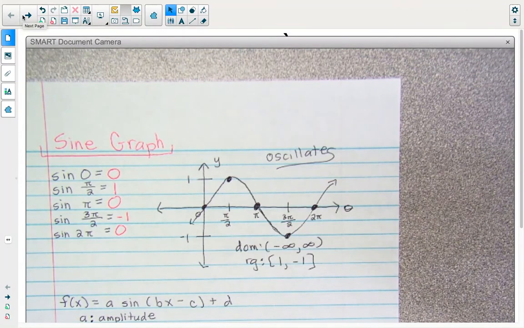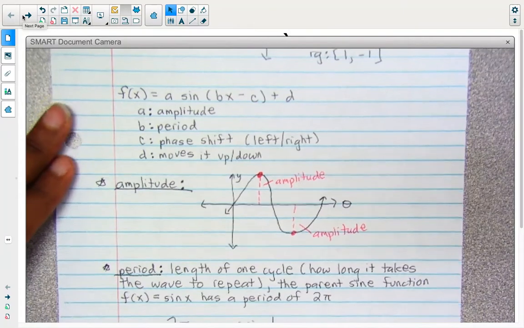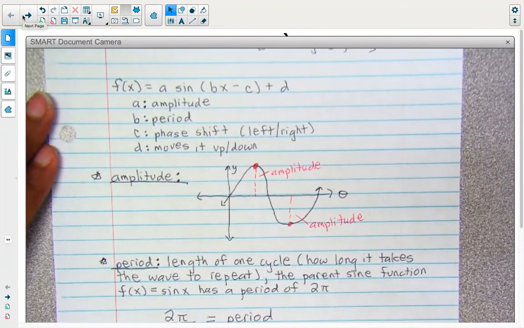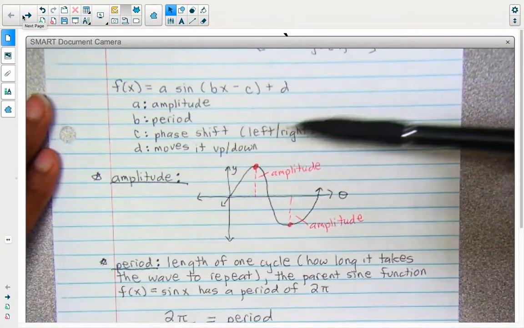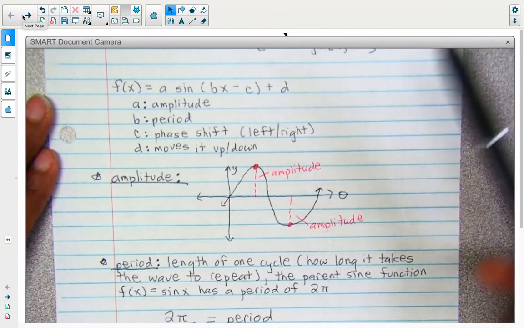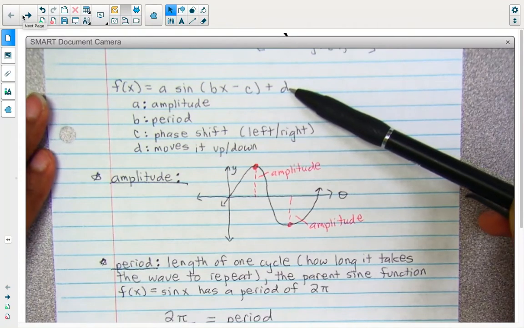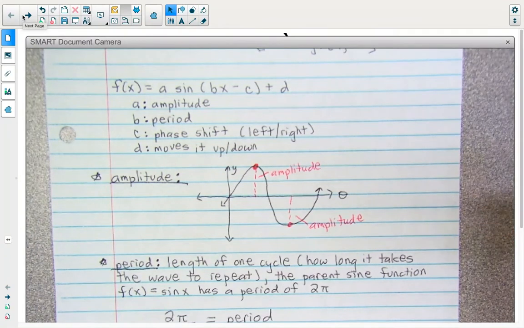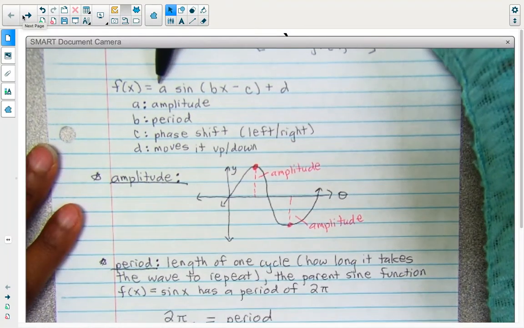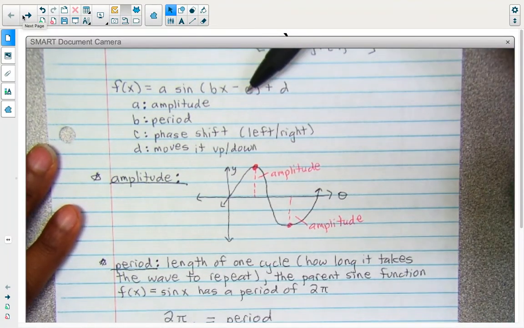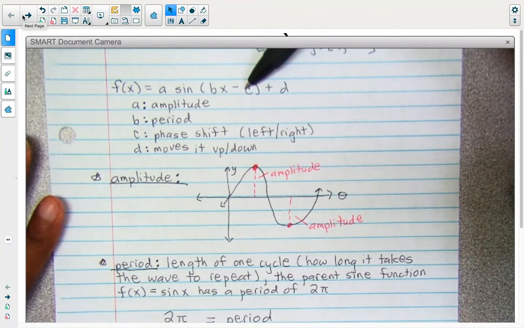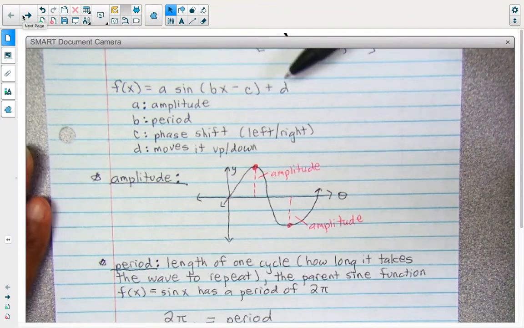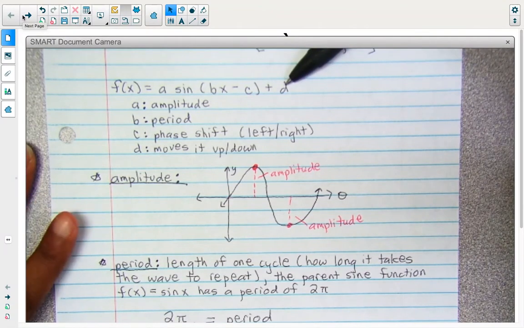We can make it change, but for my parent graph, the length of time before the wave repeats itself is 2 pi. Phase shift is new terminology for us, but that moves it left or right. And the number on the outside moves it up or down. Hopefully these are very similar to what we've done earlier in the semester, with the exception of maybe the amplitude. The phase shift is going to shift the whole graph left or right, and the number on the outside is going to move it up or down.